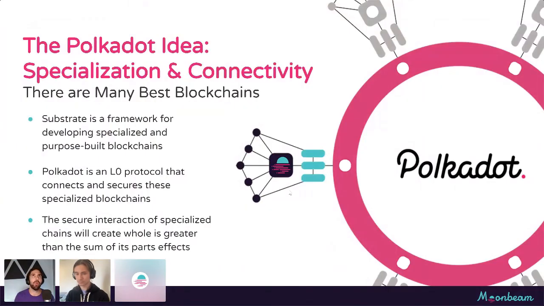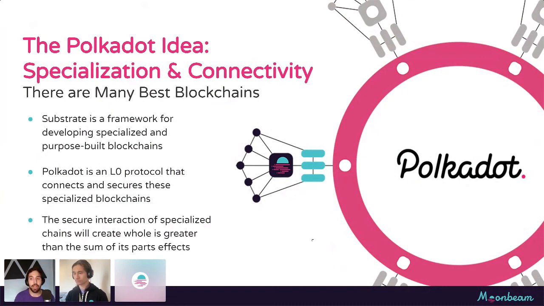And so the main Polkadot idea is specialization and connectivity, right? There are many best blockchains out there. And this basically goes hand in hand with what we discussed in the first slide. Polkadot provides a framework, which is called Substrate, that makes specialized, purpose-built blockchains very easy to construct and build. Moonbeam is one of them, and Moonbeam is specialized in providing a smart contract platform in which Ethereum compatibility features are key.